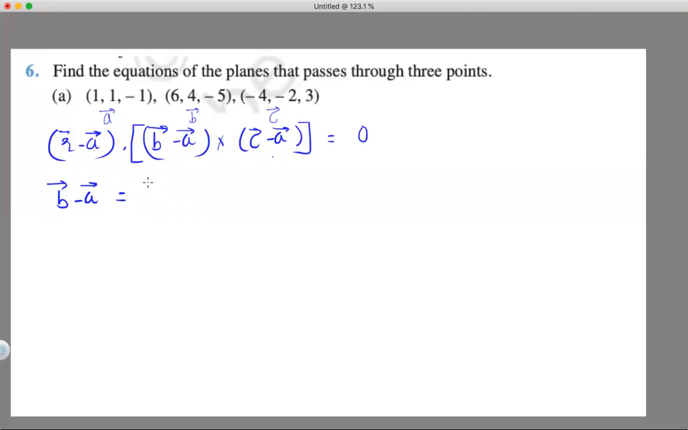b vector minus a vector is 5i plus 3j minus 5 minus minus 1, so which is minus 4k. Now let's do the c vector minus a vector, which is minus 4 minus 1, which is minus 5i. Okay. Then minus 2 minus 1 is minus 3j, and 3 minus minus 1 is 4, so plus 4k.